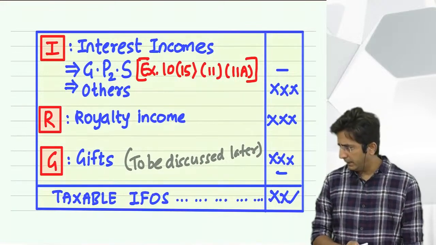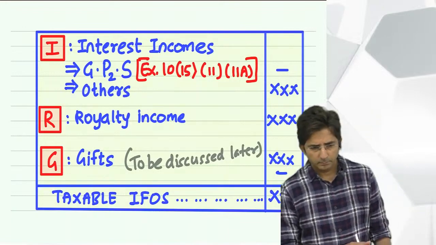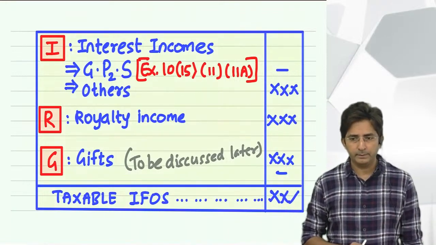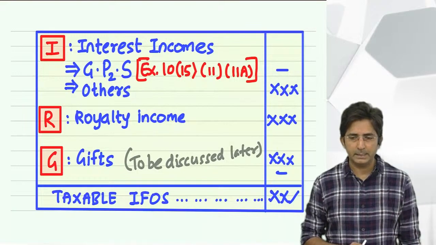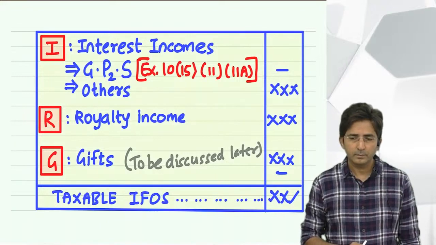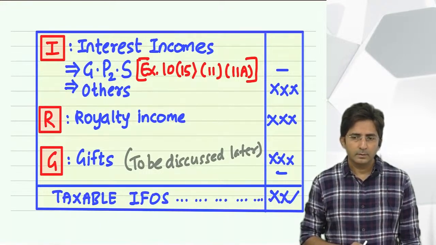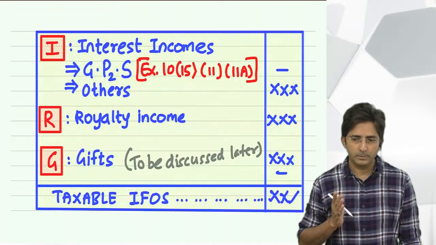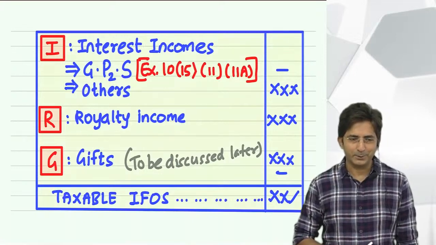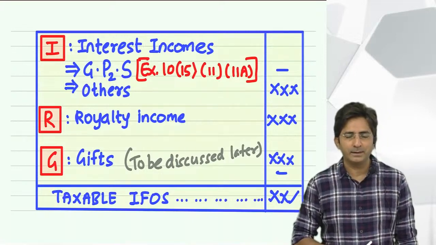You say 10-10-D? Yes. 10-11, 10-11A is remaining. What is 10-11 and what is 10-11A? 10-11 is such a famous account. Everyone has a PPF account, interest on PPF account. Then 10-11A?